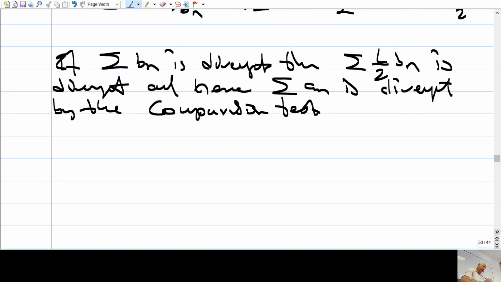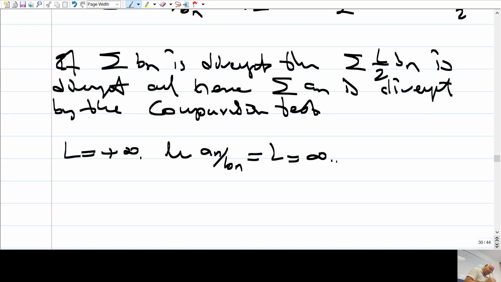Okay, I still have to consider the case L equals infinity. Well, what does this mean? The limit of a_n over b_n equals L, which is infinity, means this ratio is larger than any number as n goes to infinity. It becomes larger and larger. And the series of b_n is divergent, that's given.